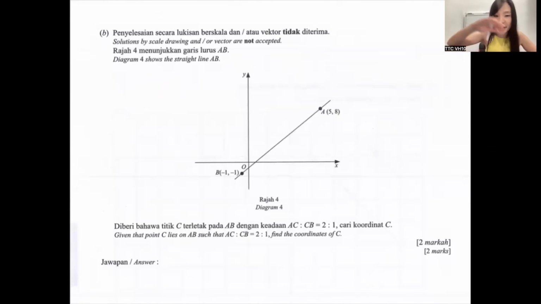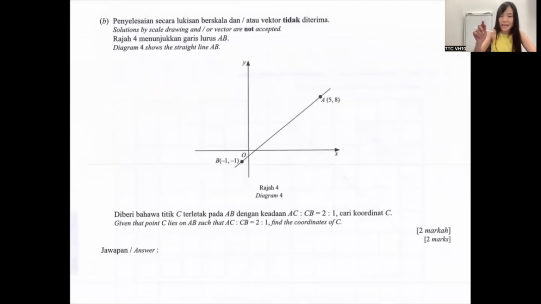Diagram 4 shows the straight line AB. Yep, I can see that. Given that C lies on AB, so guys, a point C actually lies on AB, such that the AC to CB ratio is 2:1. So I think C is roughly here. Because they say A to C ratio is 2. Okay, A to C is 2. C to B is 1. Okay, this one is 1. So the top part bigger, the bottom part smaller.